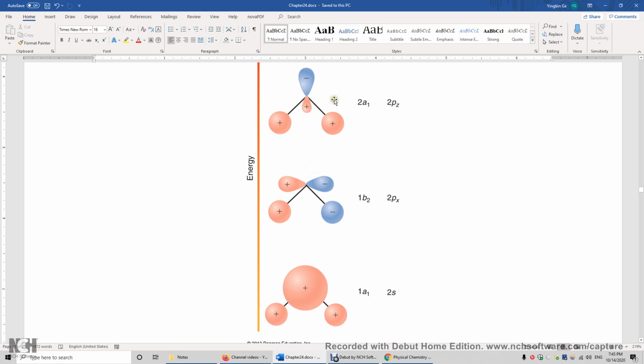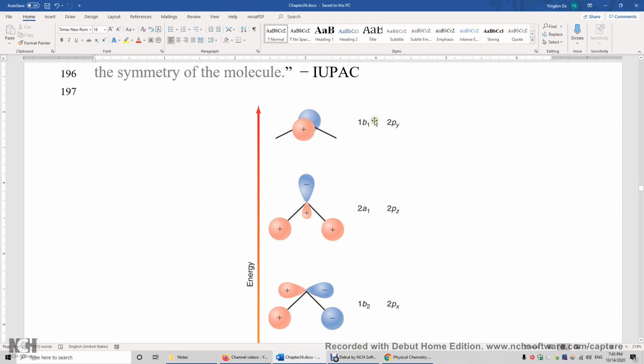This one is also completely symmetric with respect to rotation and reflection. So it's also an A1 symmetry. But we have the first A1 here, so you have 1 A1, 2 A1. And this is our first B2, so it's 1 B2. Finally, there's a B1 symmetry. B1 means if you rotate this, the sign changes. But if you do a reflection with respect to the symmetry plane that's perpendicular to water, there's no sign change. Therefore, it's B1.